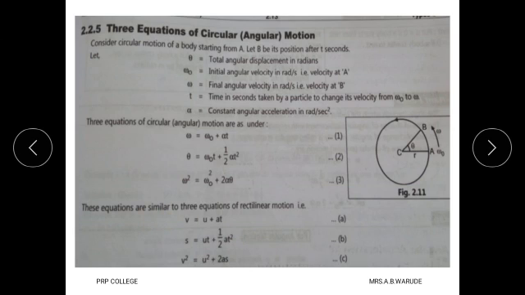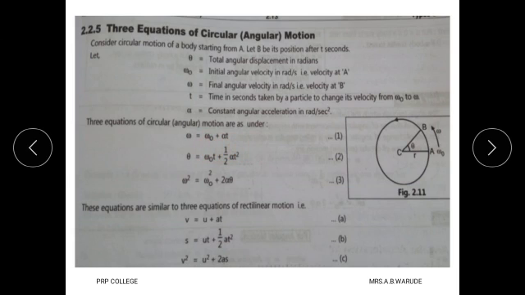Therefore, for angular motion, we write the final velocity as omega, and u, the initial velocity, becomes omega 0. For linear motion, a means linear acceleration, and for circular motion, angular acceleration is denoted by alpha. Therefore, we write plus alpha into t. So the first equation of circular motion is given by omega equals omega 0 plus alpha t.